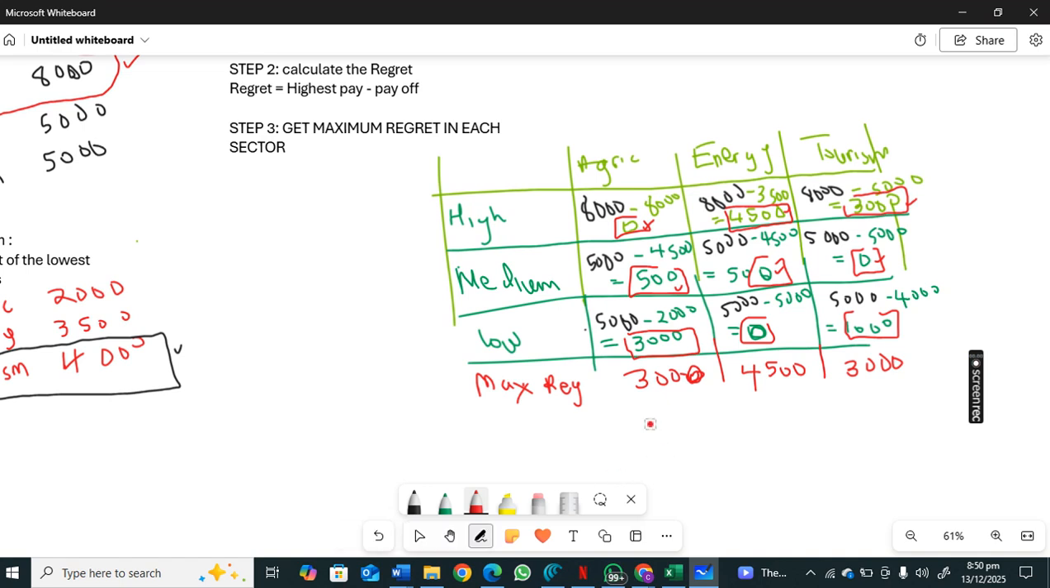Here we can see agric and tourism have the lowest regrets out of the maximum regrets. So the Chinese investor can invest either in the agriculture sector or the tourism sector. Invest in agriculture or tourism because they have the lowest of the maximum regrets.